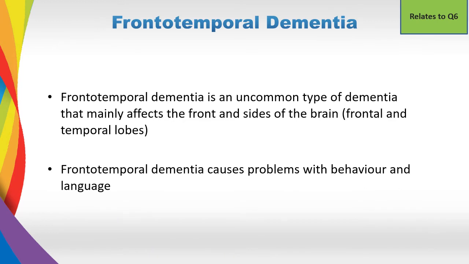Frontotemporal dementia. So frontotemporal dementia is an uncommon type of dementia because it mainly affects just the front and the sides of the brain. So if you think about yourself, that would be where your forehead is and where your temples are, hence the term temporal. It causes problems with behaviour and language.